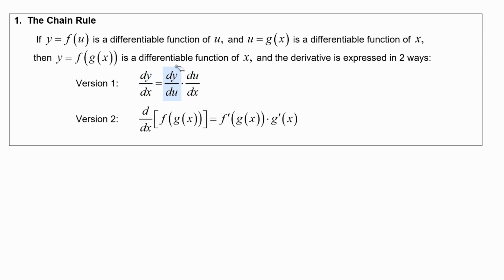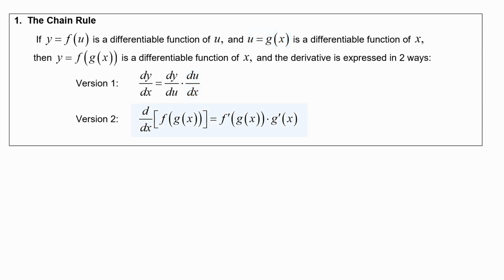So dy du is just the derivative of y with respect to u. Remember that the y variable is a function that's written in terms of the u variable. So this is just saying we're going to find the derivative of the y function with respect to the u variable. Whereas the u variable is a function written in terms of x. So when we want to find its derivative, we find the derivative of u with respect to x.